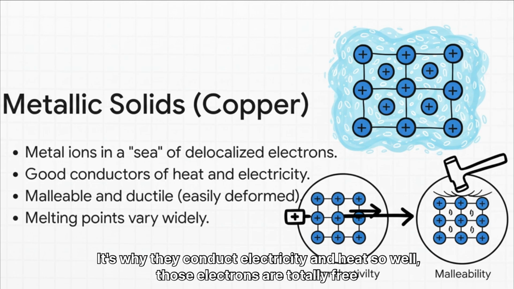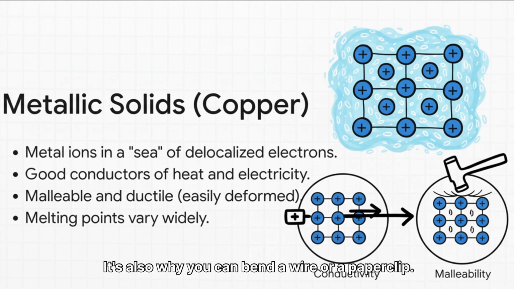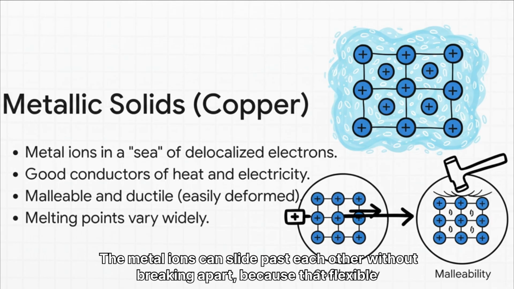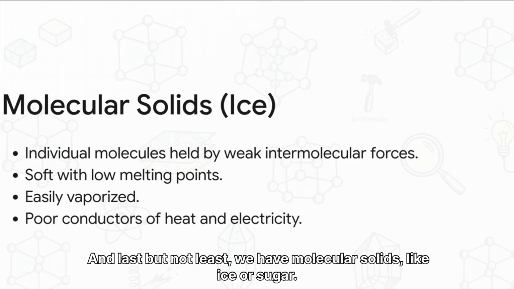It's why they conduct electricity and heat so well. Those electrons are totally free to move around. It's also why you can bend a wire or a paperclip. The metal ions can slide past each other without breaking apart, because that flexible electron sea holds the whole thing together. And last but not least, we have molecular solids, like ice or sugar.